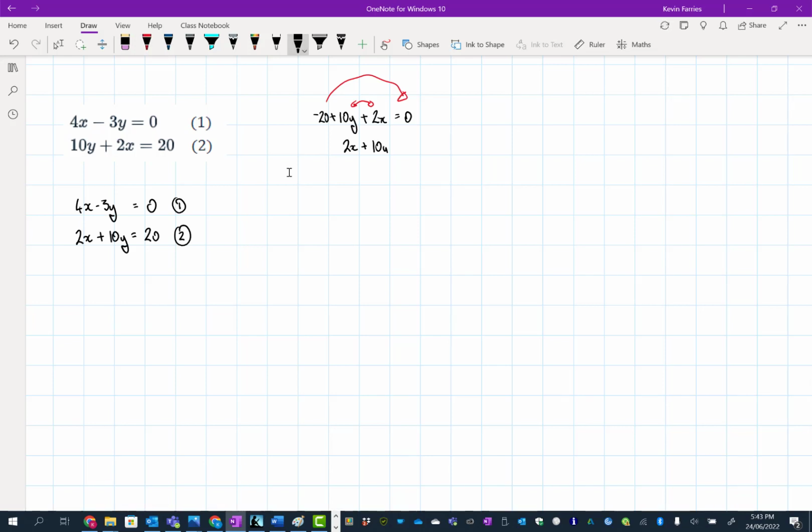Plus 10y, and have your number on the other side equals 20. And just write them out like that.